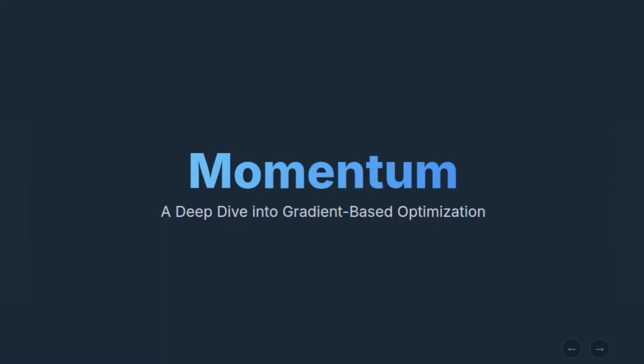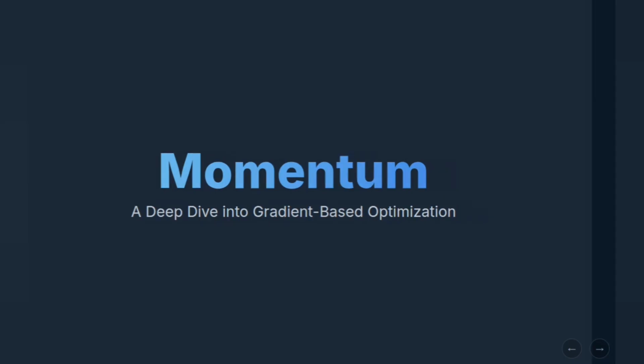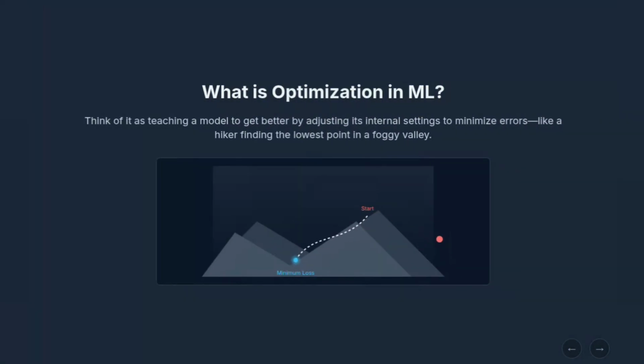Today we're diving deep into one of the most game-changing concepts in machine learning, momentum-based gradient optimizers. But before we jump into momentum, let's quickly understand what optimization actually means in machine learning.